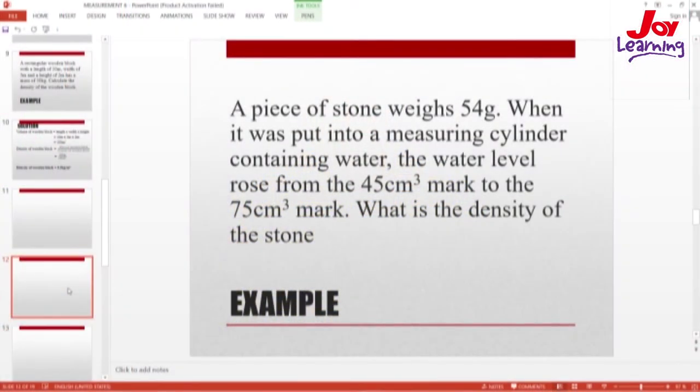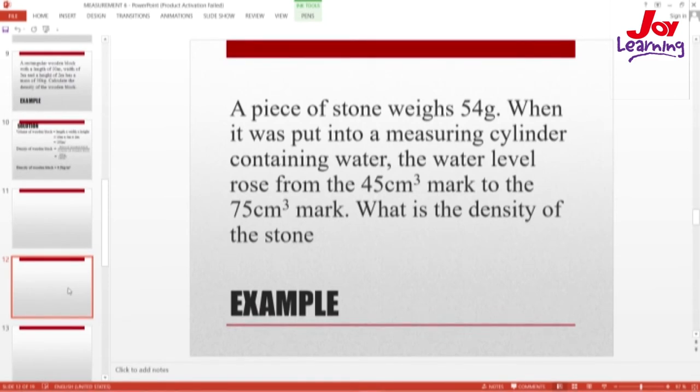So let's look at this example. It says a piece of stone weighs 54 grams. When it was put into a measuring cylinder containing water, the water level rose from the 45 cubic centimeter mark to the 75 cubic centimeter mark. What is the density of the stone?